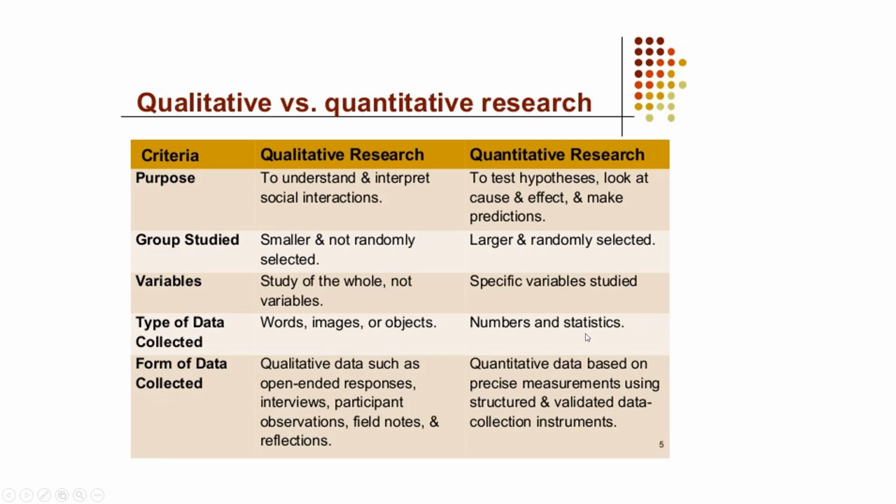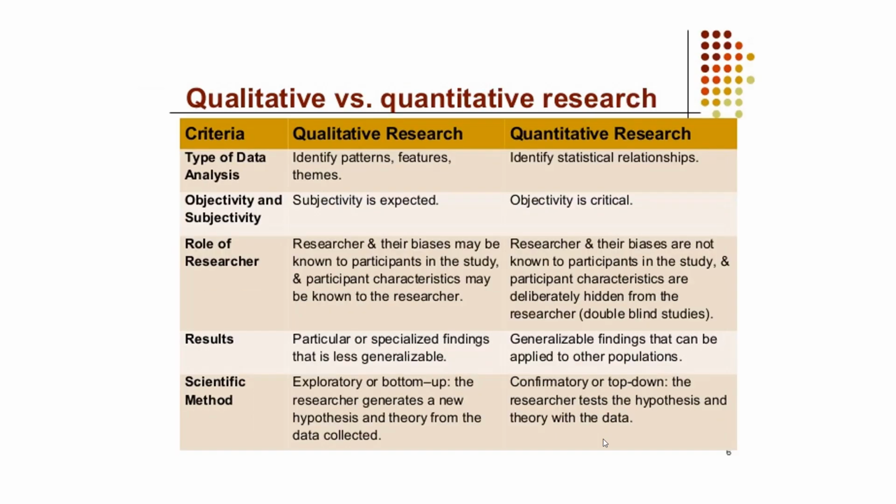And the form of data collected can be such as qualitative data, such as open-ended responses, interviews, participant observations, and field notes, whereas quantitative data is based on precise measurements using structured and validated data collection instruments. So you can clearly see that there are big differences in these two types of research. To continue, in qualitative research, we identify patterns, features, and themes, whereas in quantitative research, we identify statistical relationships.